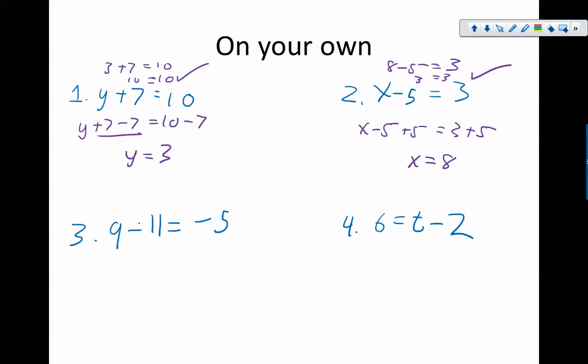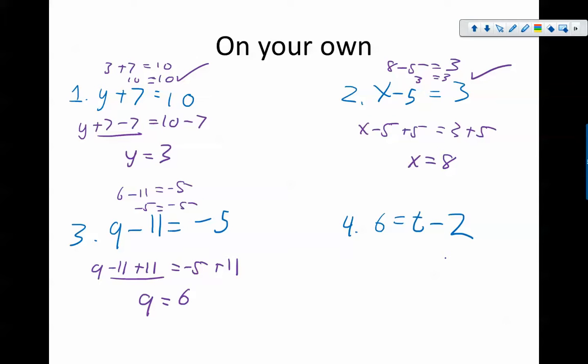Moving along, I need to undo the minus 11. To undo the minus 11, I add 11. And that becomes 0. And then negative 5 plus 11 makes 6. Which should make sense because when I plug this in, I get 6 minus 11 is negative 5, or negative 5 equals negative 5.